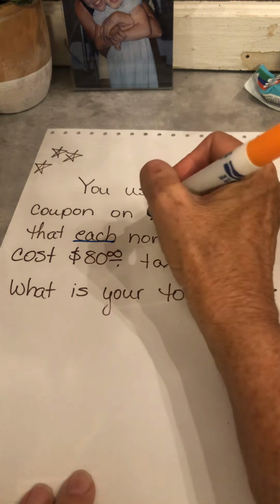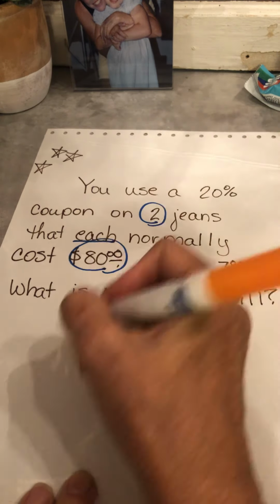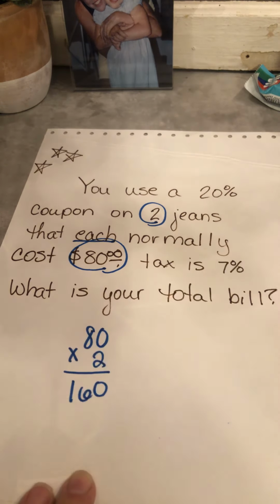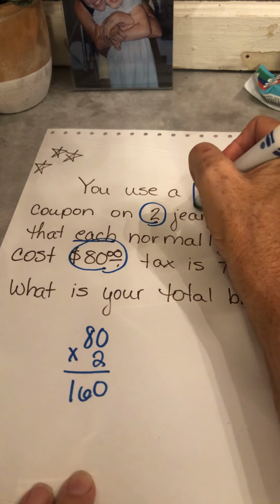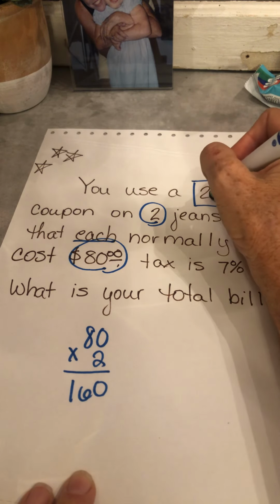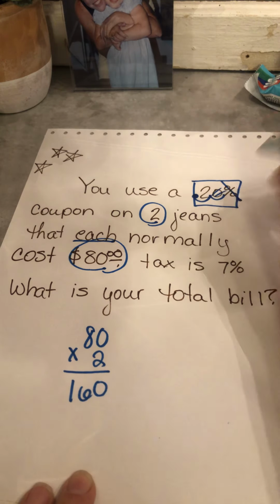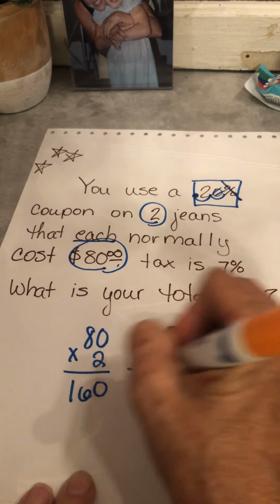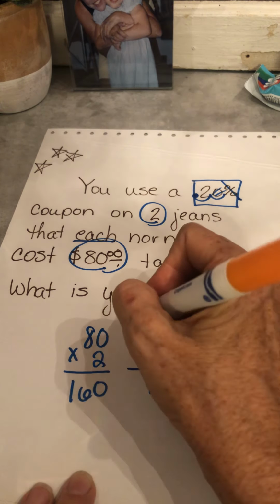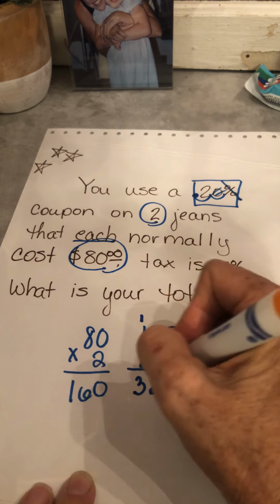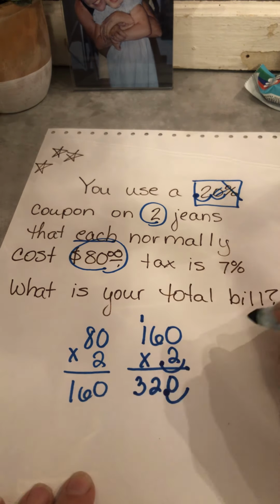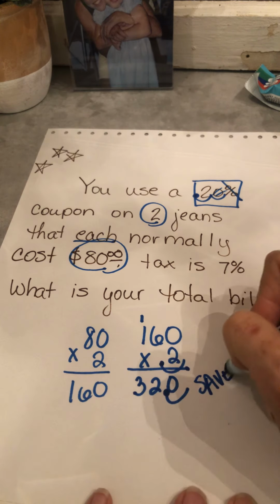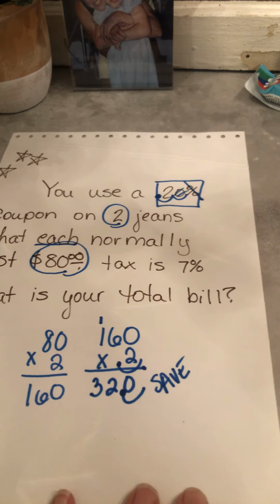Okay, so I'm buying 2 jeans at $80. So I got to do that first. 80 times 2 is 160. Now I'm going to use my 20% coupon. I'm going to get rid of my percent sign, move my decimal 2 places. I'm going to go ahead and just say 0.2. So I'm going to say 160 times 0.2. 0, 12, carry my 1, 2, 3, move my decimal once. So that means that I'm saving $32. Oh, I'm still not done.